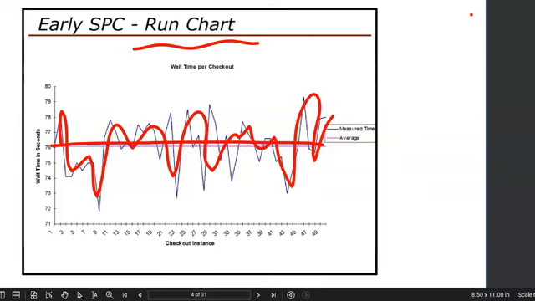The concern that we have with run charts is the following. With a run chart, we're never quite sure if these unusually low or high incidents are an indication of special cause variation or common cause variation. We really don't know if it's common or special cause. That's the limitation of a run chart.